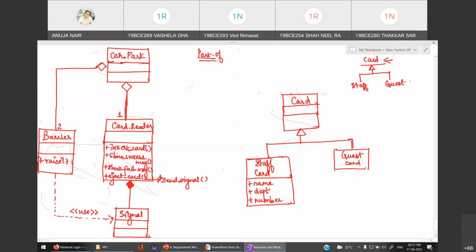So what is this number? This number is nothing but the card number, no, which is given to the guest. So is there any need to put number two times? It is unnecessary, right? So what should I do? I should shift this number over here. Shift the number over here, remove it from here, and remove it from here. That is the meaning of generalization, inheritance, right? So there is no need to show ambiguous values over here.